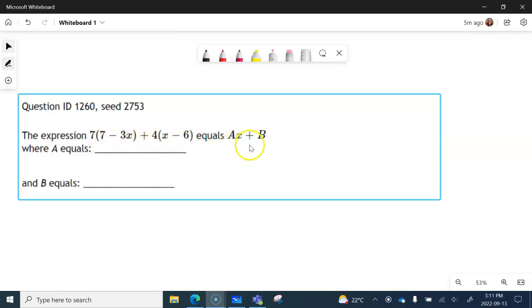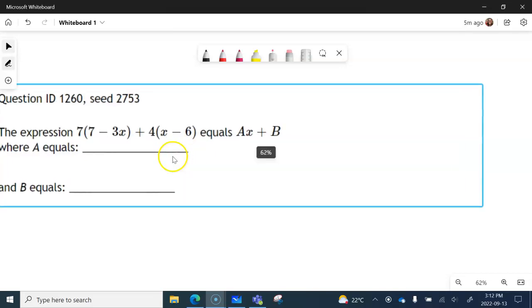So we're told that this expression, 7 times in brackets 7 minus 3x, plus 4 times x minus 6, equals ax plus b. Now all this is trying to tell us is that we're going to have some number in front of the x, that's called a coefficient, and we'll have some other number just by itself, which is usually called a constant. It doesn't have any variable or letters with it.